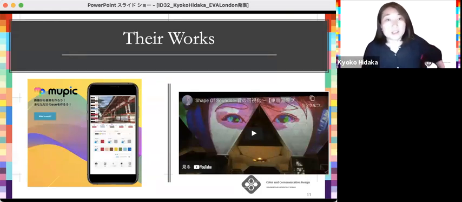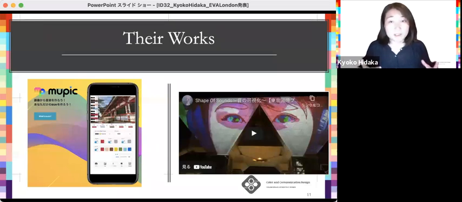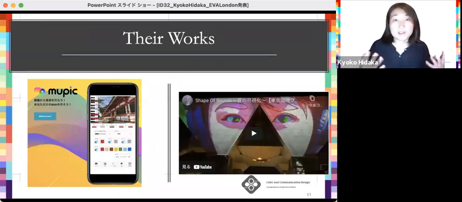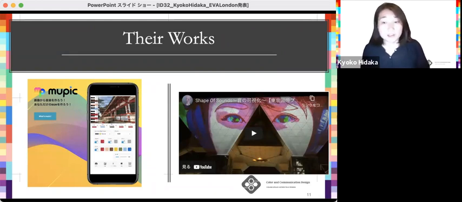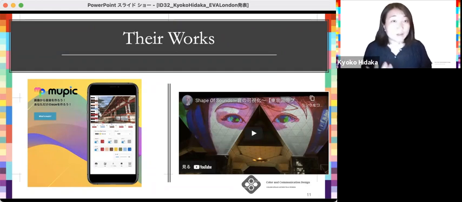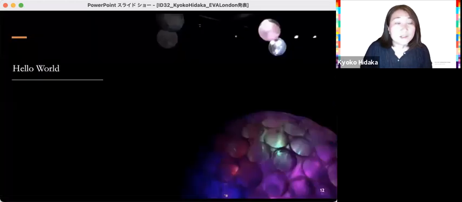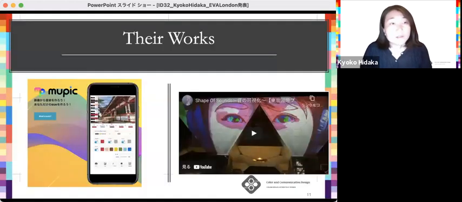And it was an opportunity. The symposium is not only an opportunity to present the student works, but also to hear some specialist insights and critique, and also to have some exchange in the Q&A time. And as you see on the left, it's an app called Mupic, which is downloadable from both Android and iPhone.